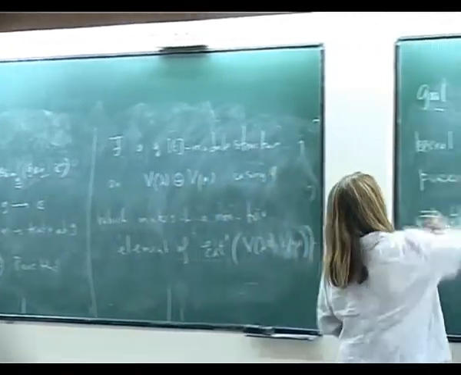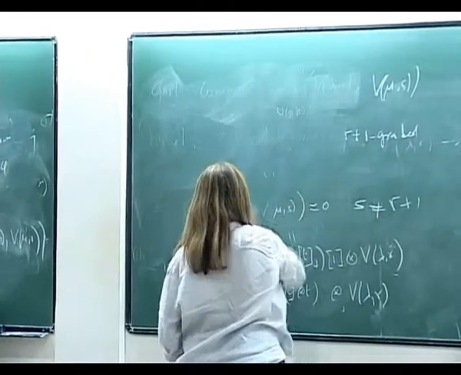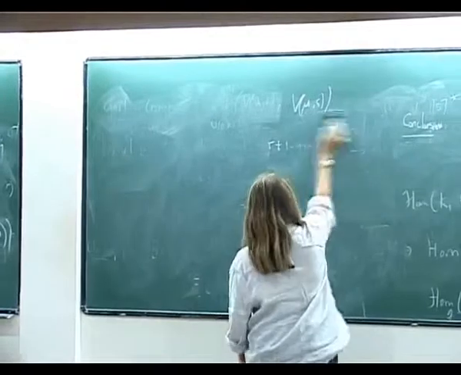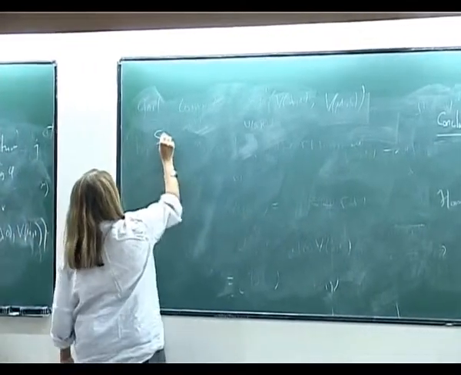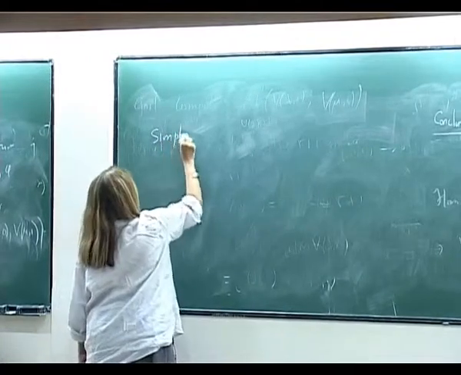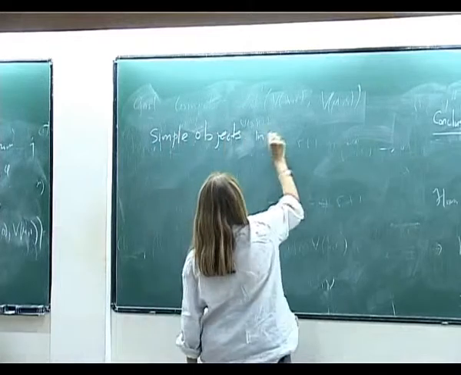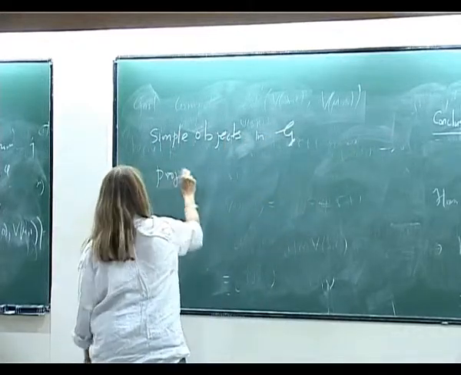Okay, so now I've computed X1 as an application of this stuff. We've now defined and understood two important families: simple objects in G, and projective objects in G.